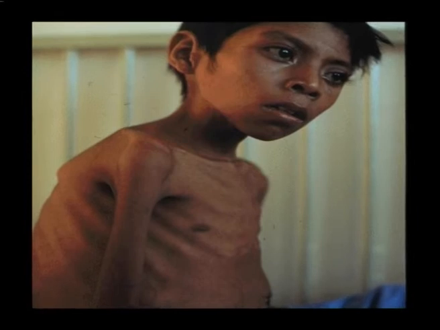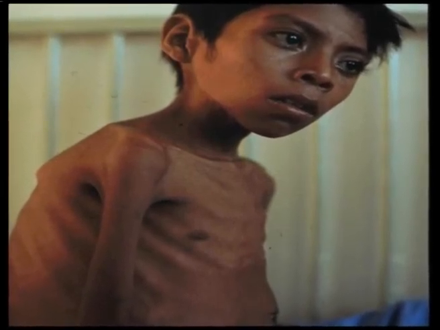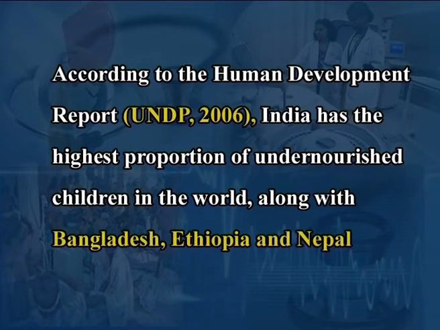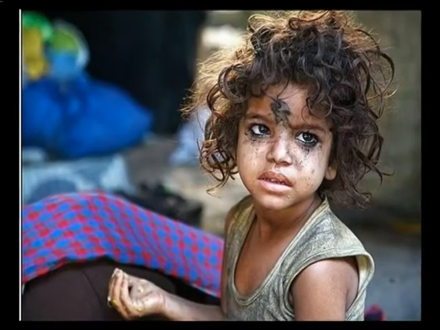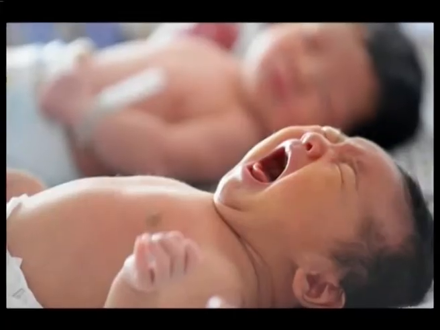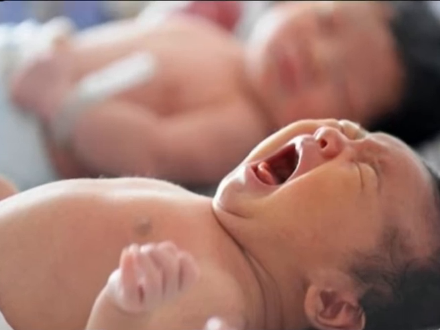Research shows that mortality rates among children with severe acute malnutrition are 5 to 20 times higher than among well-nourished children. According to the Human Development Report, India has the highest proportion of undernourished children in the world, along with Bangladesh, Ethiopia and Nepal. Anemia is widely prevalent in India, particularly among children. In the cities, 49 to 68% of children aged 6 to 9 months are anemic.